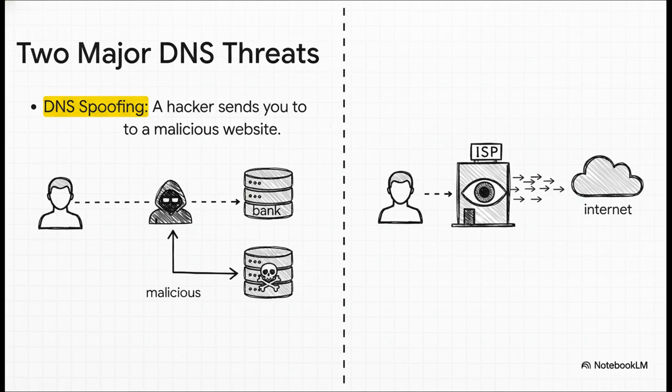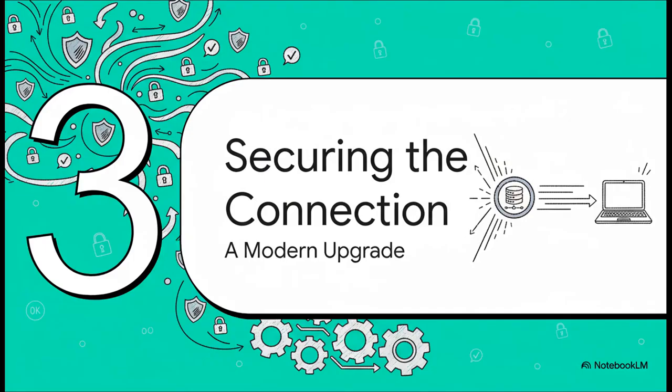And this openness creates two huge threats. The first is DNS spoofing. That's when a hacker intercepts your request and sends back a fake IP address, sending you to a phony bank website instead of the real one. The second, and maybe even more common, is snooping. Because your queries aren't encrypted, your own internet service provider can easily see and log every single website you go to. Now, that sounds pretty bad, and it is.